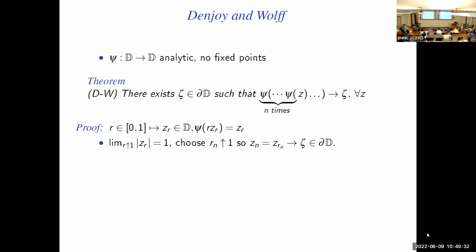necessarily have to converge to 1 in absolute value. You see why? There will be a subsequence of them which converges to a point inside the unit disk, which will be fixed. So bad news. That's not allowed. So Z_R has to converge to 1.